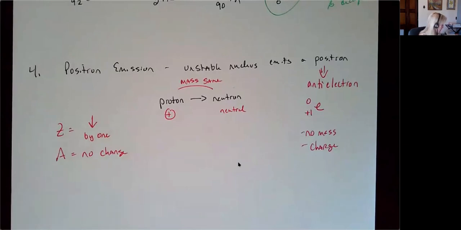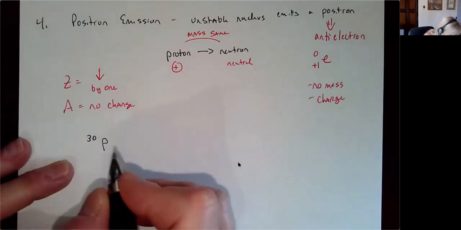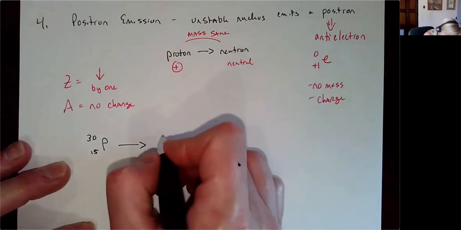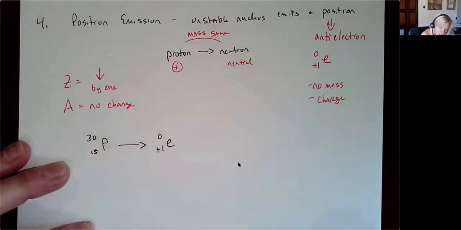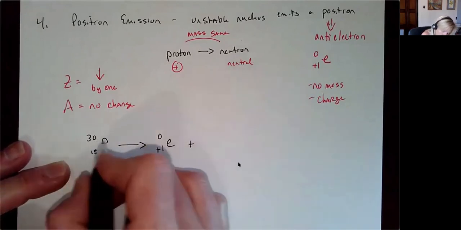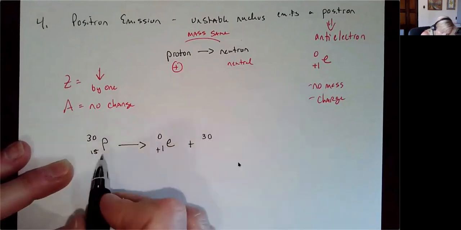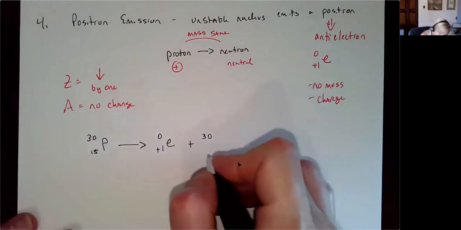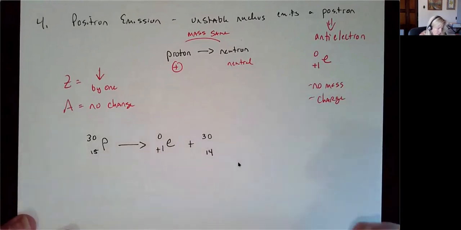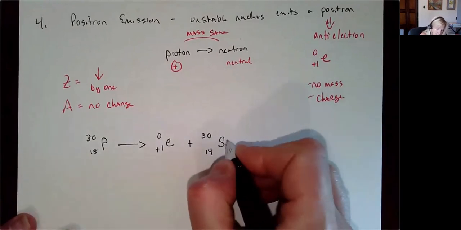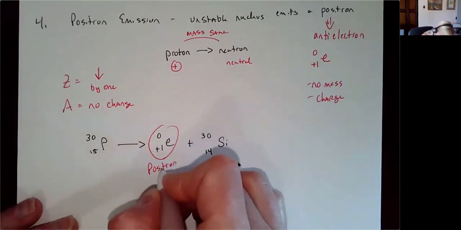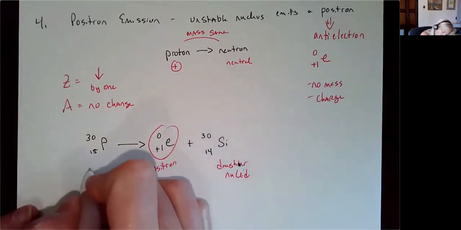All right, example of this would be if I had phosphorus 30 undergoing positron emission. I'm going to emit this particle here, this positron. My mass number hasn't changed. My atomic number has gone down by 1, so this is going to be 14. If I look on the periodic table, I see that that is silicon. So this is my positron. Here, this is my daughter, and this is my parent.